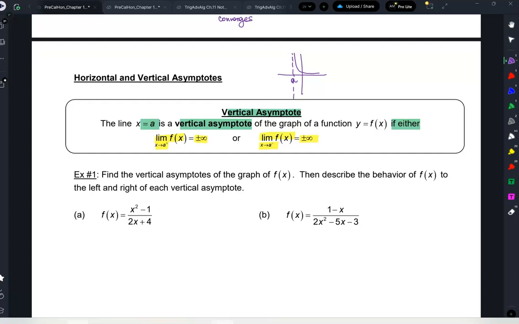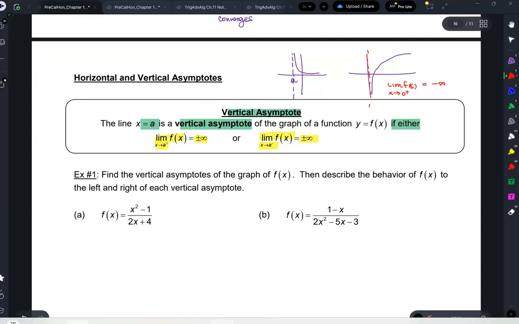And this could be a vertical asymptote even if the graph approaches positive or negative infinity from one side, right? This is enough to say that there is a vertical asymptote there. So for example, if you have a graph of ln of x, it looks like this. There is a vertical asymptote here, and that's only as x approaches 0 from the positive side. This is negative infinity, so it's enough for it to be a vertical asymptote.